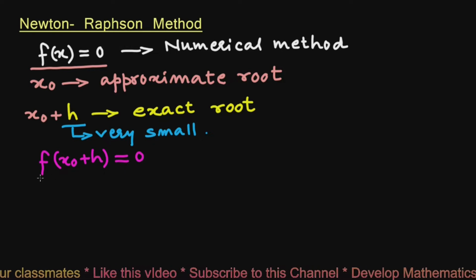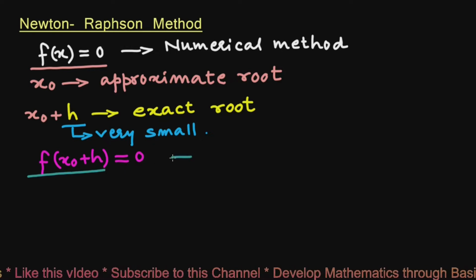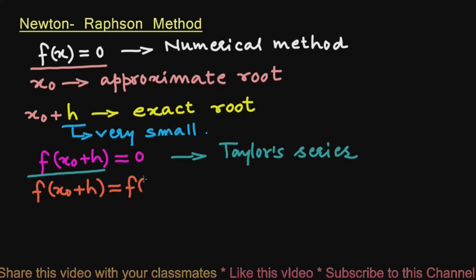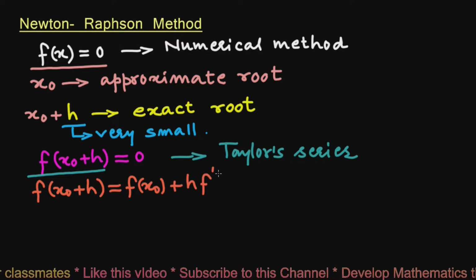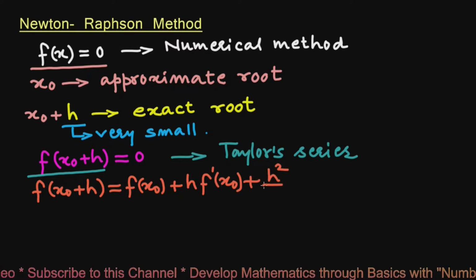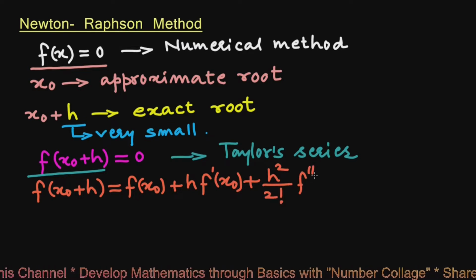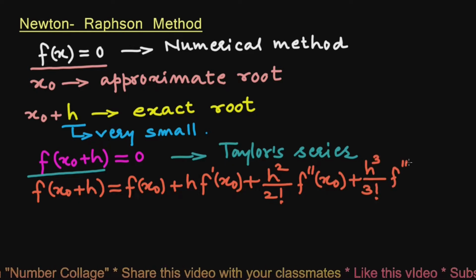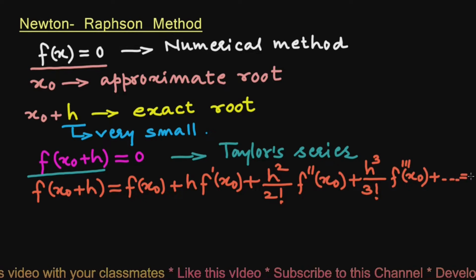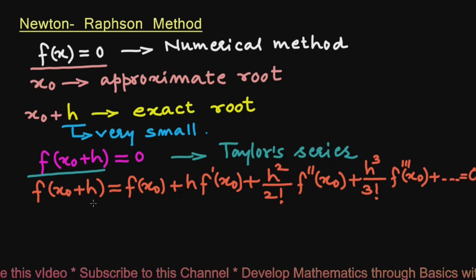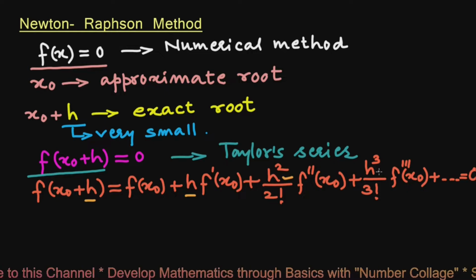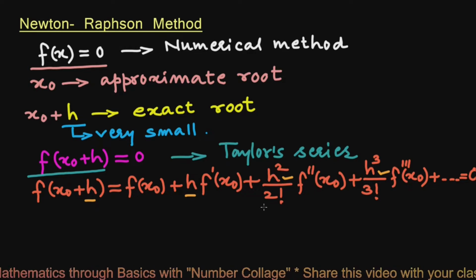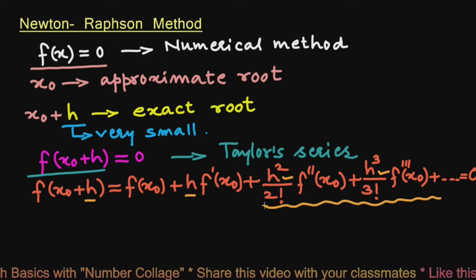Now we can expand f of (x0 plus h) by Taylor series, which is f of x0 plus h f dash x0 plus h square upon 2 factorial f double dash x0 plus h cube upon 3 factorial f triple dash x0 plus so and so forth equals 0. Now, since this h is very small, we can neglect the terms involving h square upon 2 factorial f double dash x0 onwards because they are negligible.